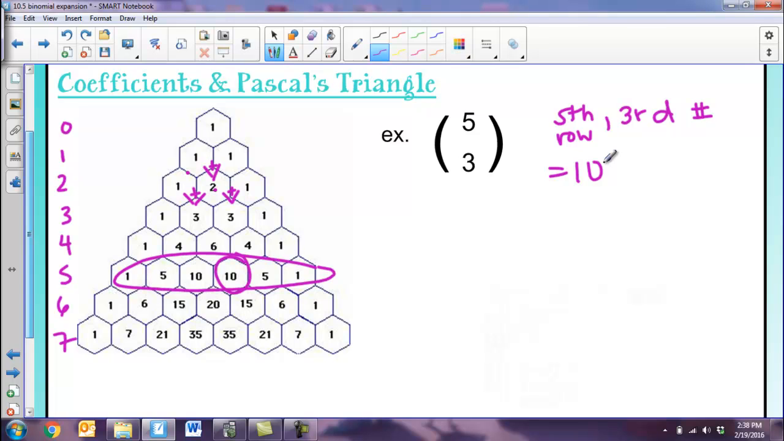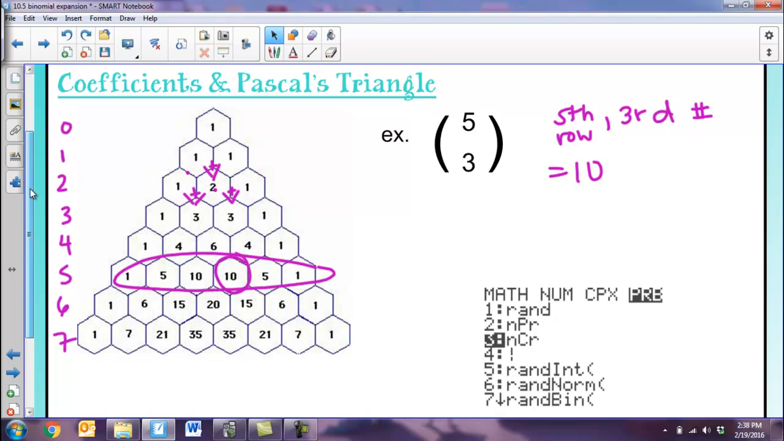But I know you guys are all like, first of all, I don't want to draw this triangle on my paper. I don't really care about another formula. So good thing you have a calculator. You should know how to calculate these by hand. Again, you should know how to calculate them by hand. However, there is a shortcut in your calculator.